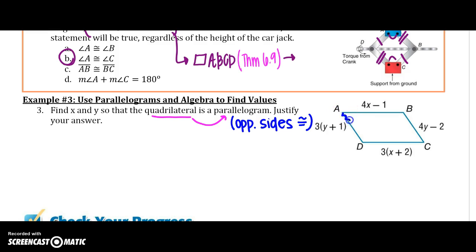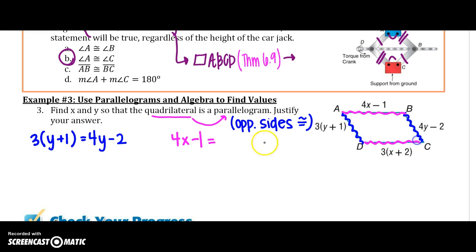So I know that my opposite sides AD has to equal BC. So I know that 3 times (y plus 1) must equal 4y minus 2. And then on the other side, I have AB, 4 times (x minus 1), must equal DC, 3 times (x plus 2).